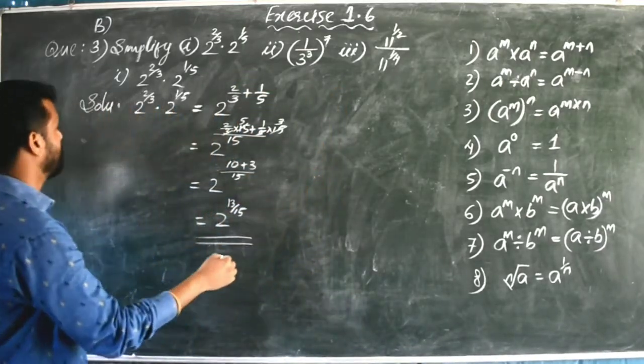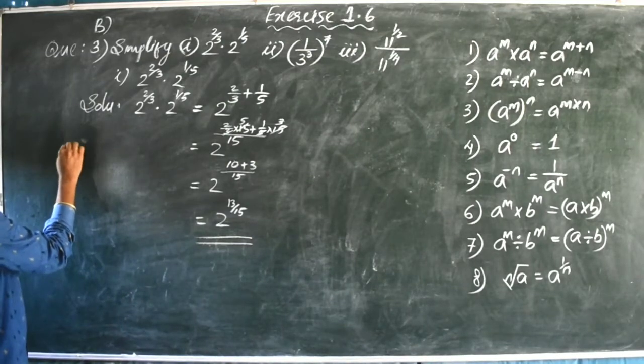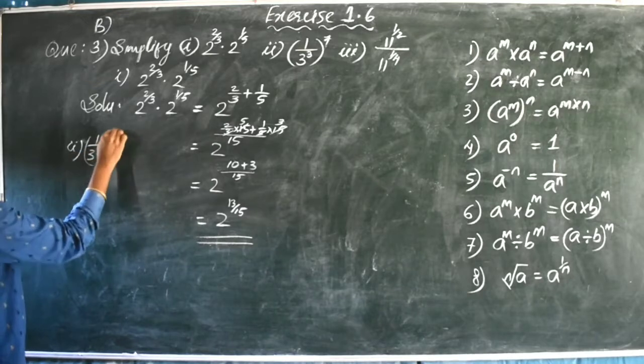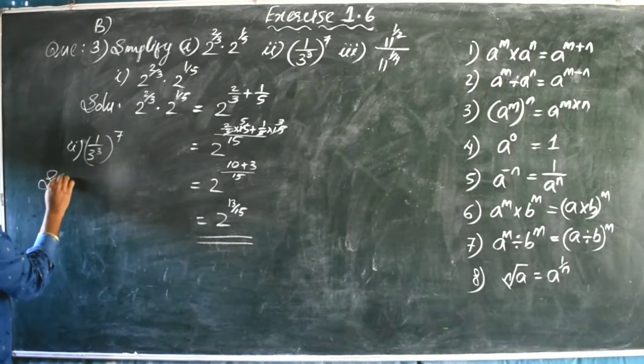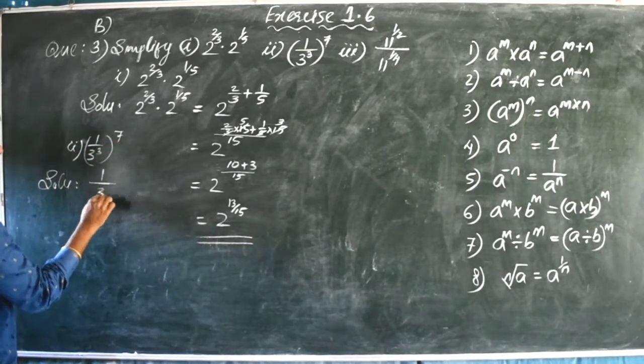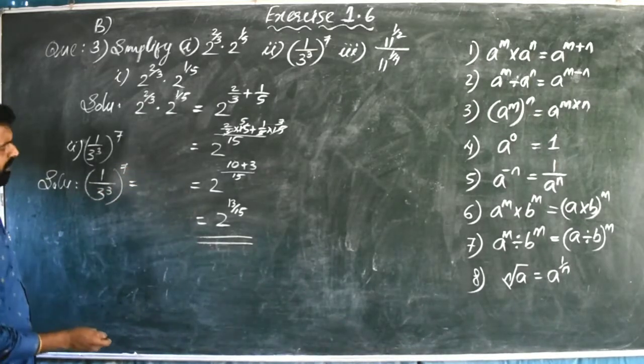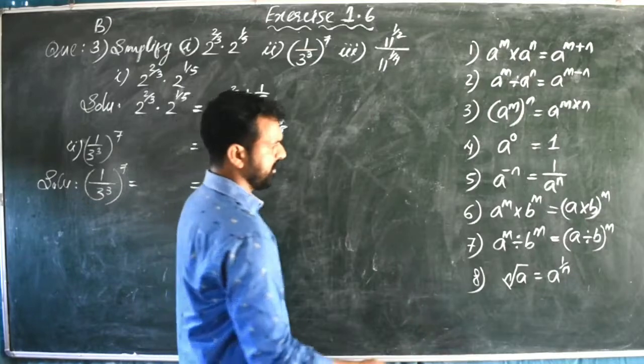1 by 3 raised to 3 the whole raised to 7. Question number 2. 1 by 3 raised to 3 the whole raised to 7 is equal to. This formula we can use here.